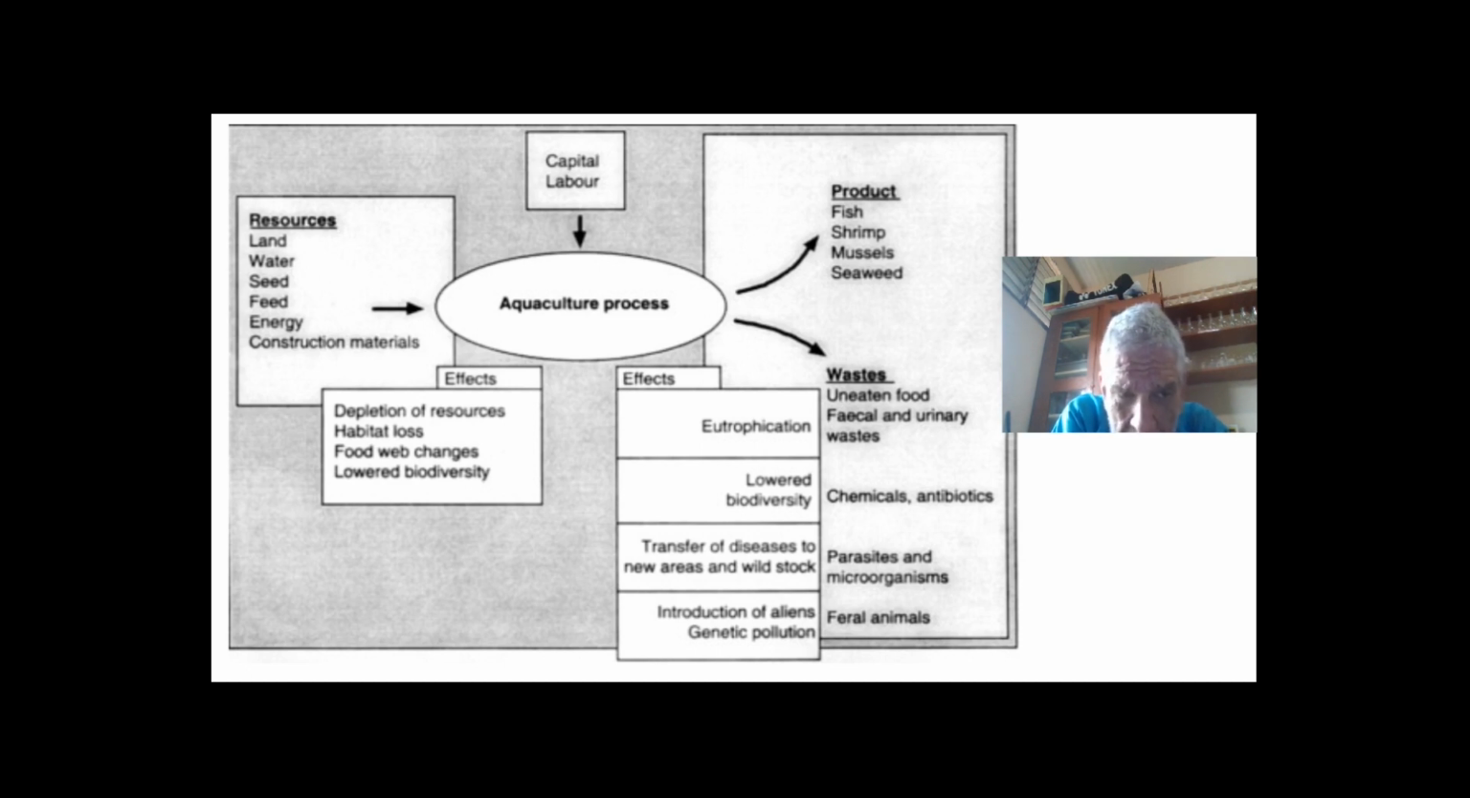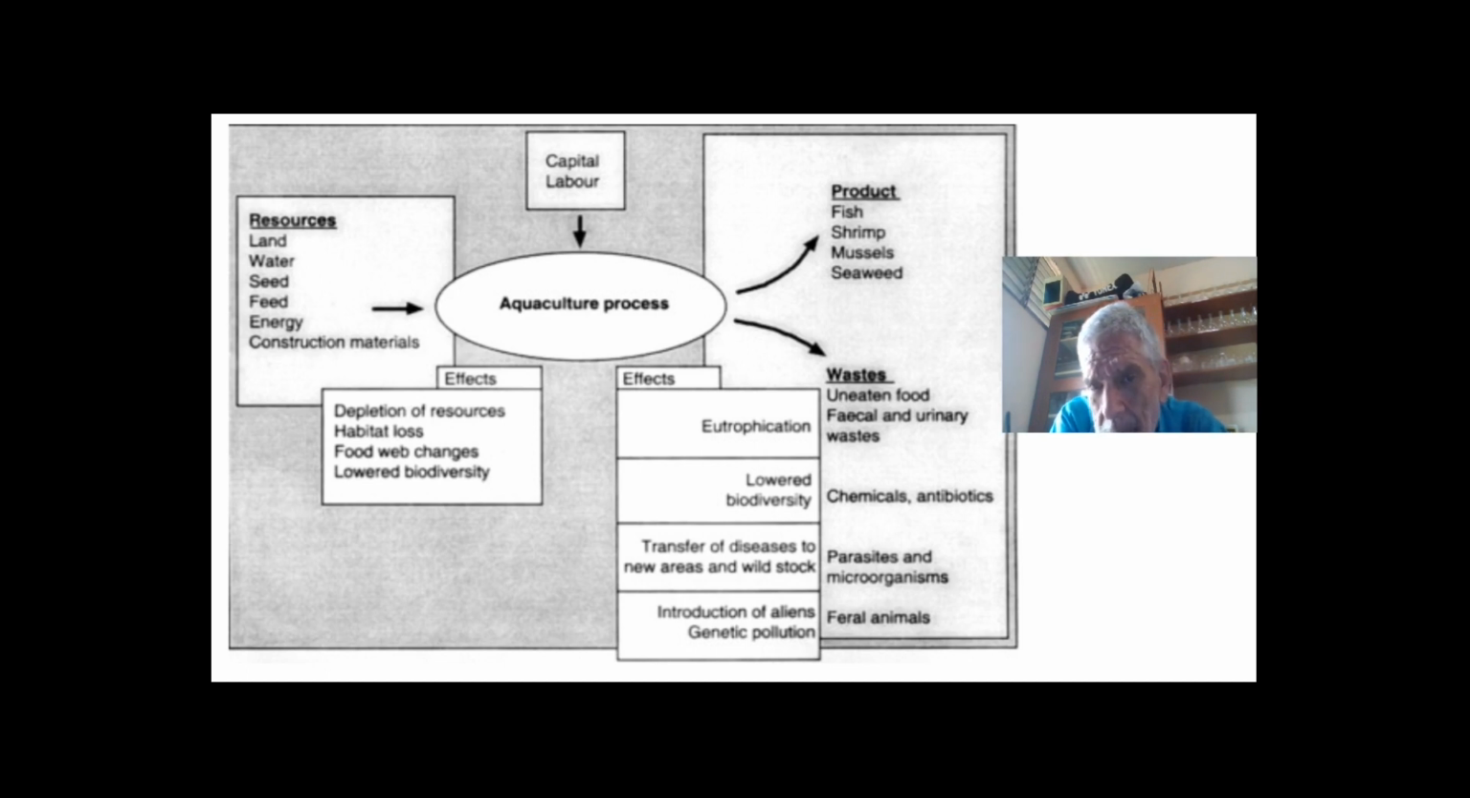And there are effects such as depletion of resources. For the feed, for example, we have habitat loss. If it's aquaculture and we're making ponds and so on on land, we're using up land. Food web changes. We're changing the environment, so there'll be changes in the food web and lowered biodiversity.